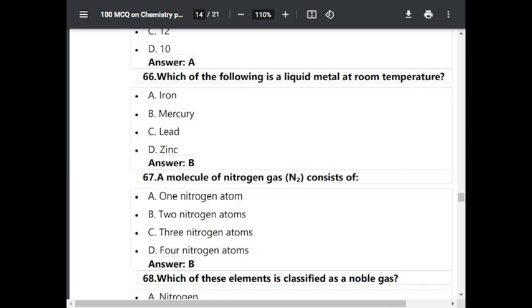Question number 66. Which of the following is a liquid metal at room temperature? Option A iron, option B mercury, option C lead, option D zinc. The correct answer is B mercury. Mercury is a liquid metal at room temperature.